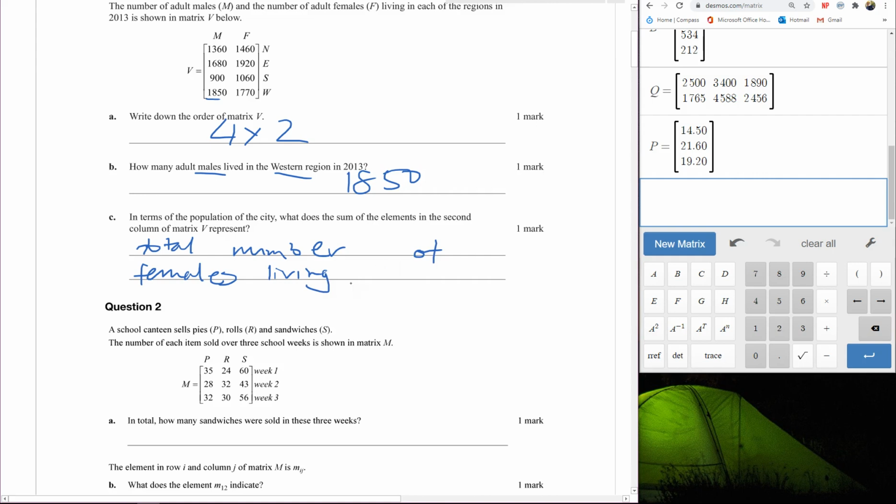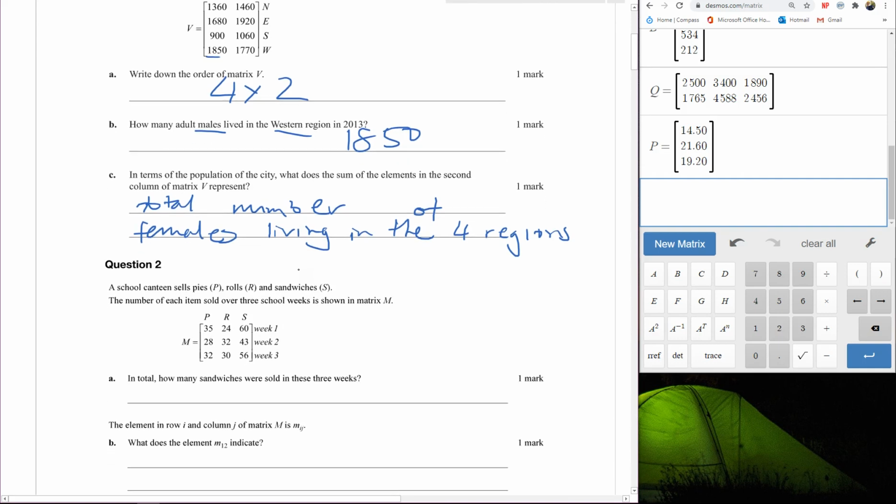So living in the four regions. Now, it doesn't necessarily say that you have to tell me what the number is, it's just asking you what does the sum of the second column represent. Okay, so it represents the total number of females living in the 4 regions.